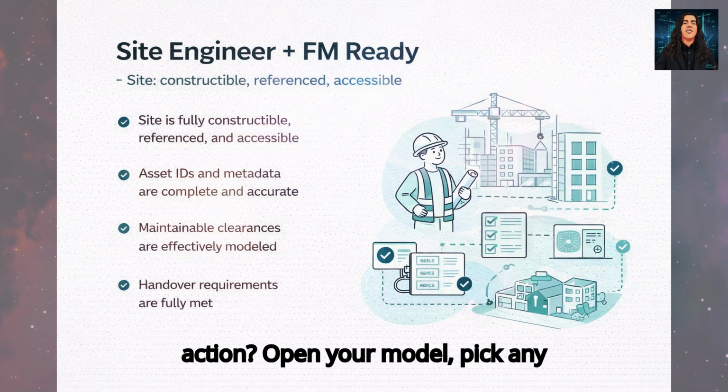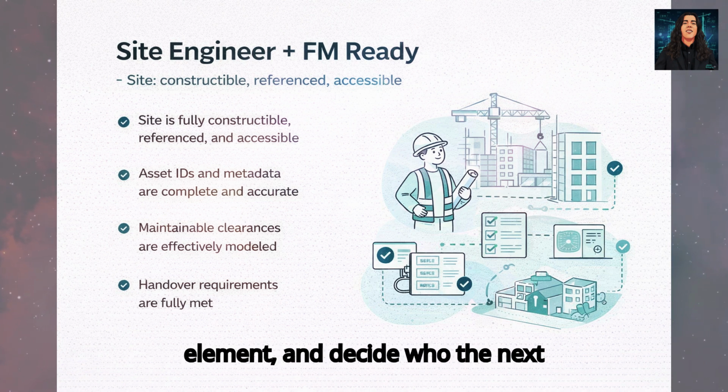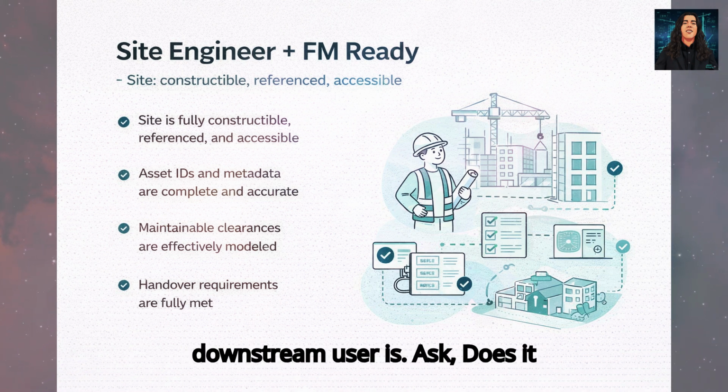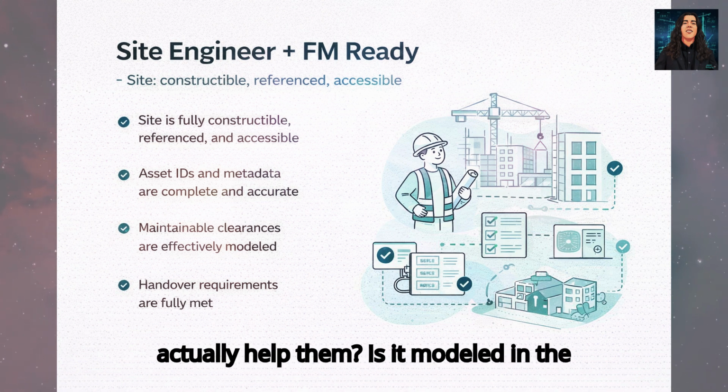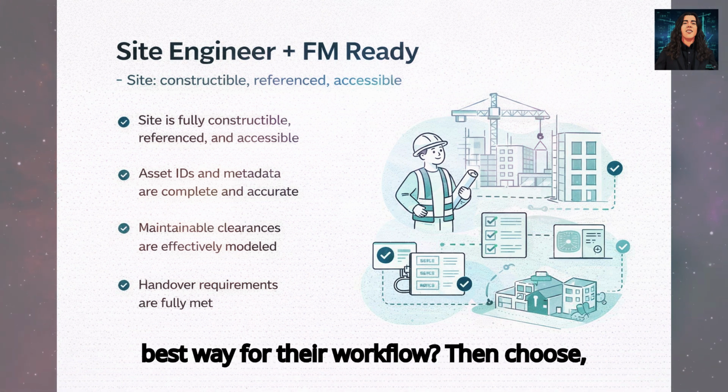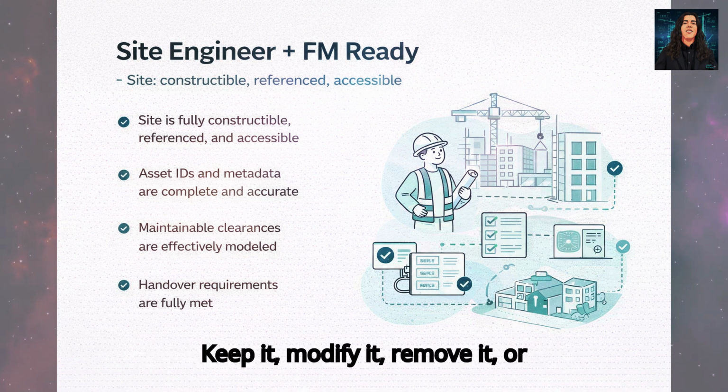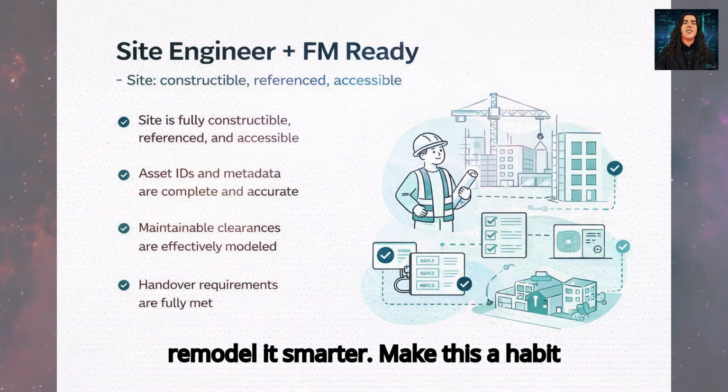Ready for action? Open your model, pick any element, and decide who the next downstream user is. Ask, does it actually help them? Is it modeled in the best way for their workflow? Then choose: keep it, modify it, remove it, or remodel it smarter. Make this a habit every time you add.